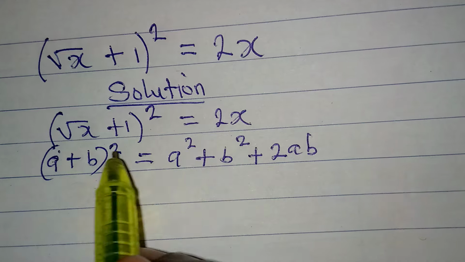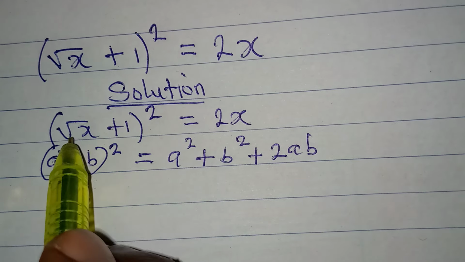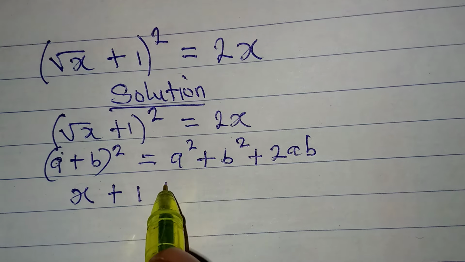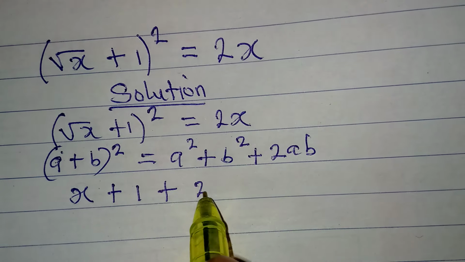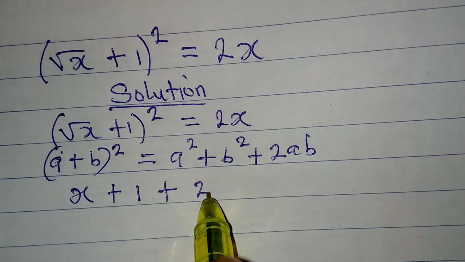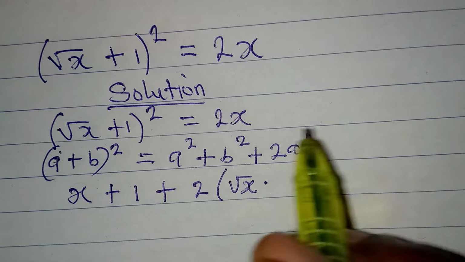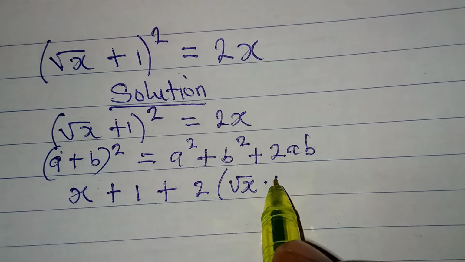So in place of a squared, I'm going to write x squared, and the square will cancel, so x will be alone. Then plus b squared is 1 squared, and that will still be 1. Then plus 2, multiplied by a, which will be root x, multiplied by b, which is 1. Okay, so this is for the left hand side, and everything is equal to 2x.